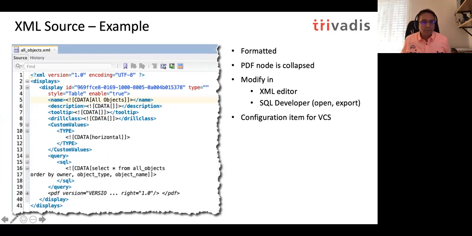Here's a really simple report, which just does a select star from all objects with an order by clause. And you see here that it is style of table and that the result is horizontal, so one row per row. And the PDF stuff is not shown here because it's not so important. It's a good way to edit reports, especially if you have long queries. It's much easier than working in the GUI. So that's basically the stuff we work with.